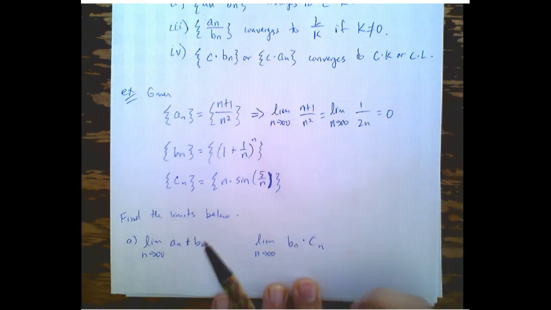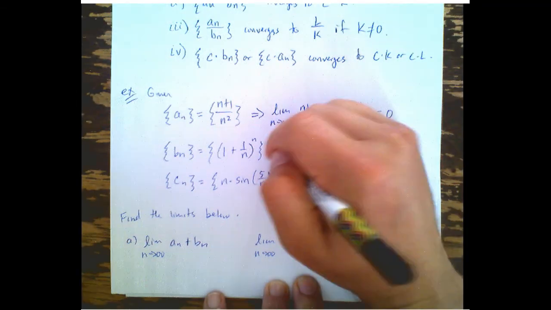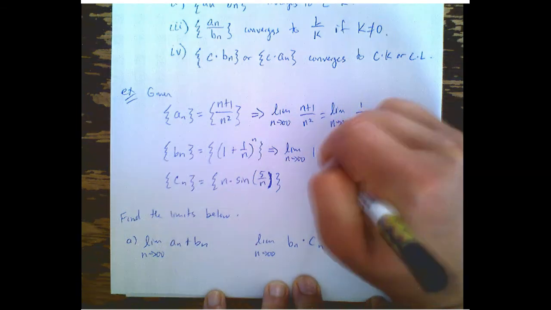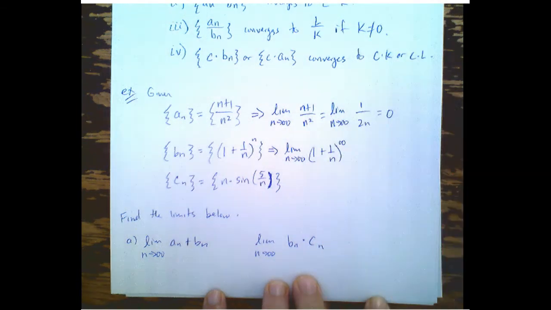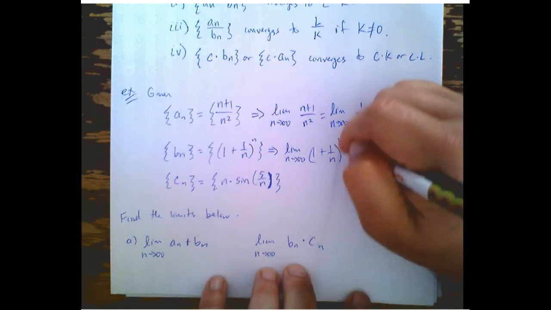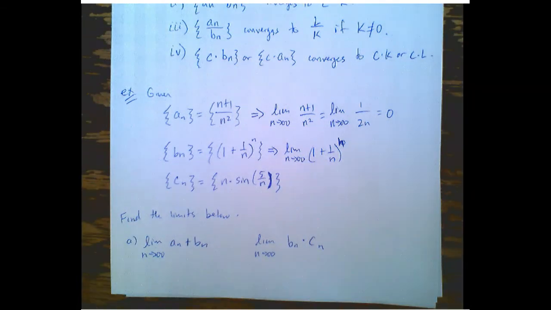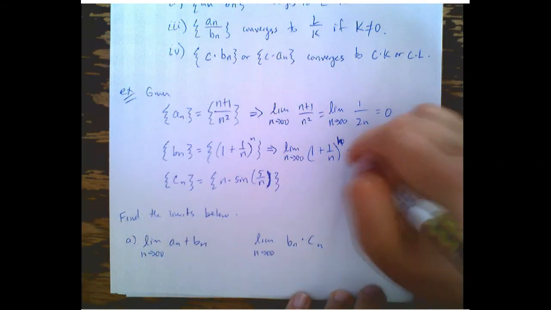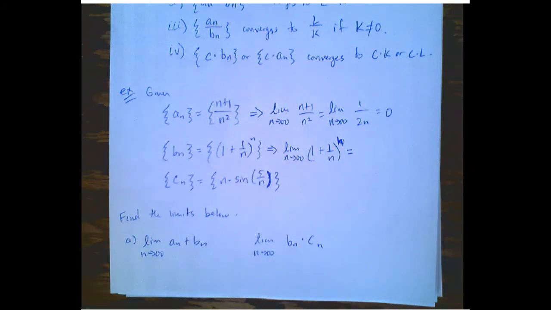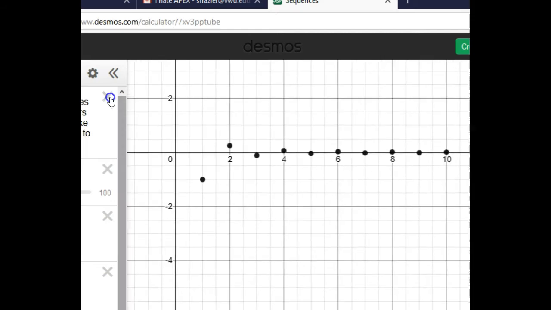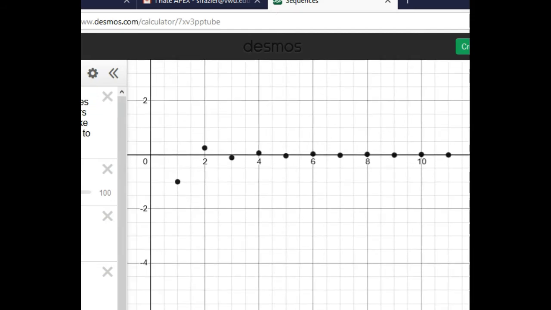How about this one? Well, it's the limit as n goes to infinity of 1 plus 1 over n to the nth power. So this one's a little tricky. So let's look at Desmos and see what we get there. We'll plug in our values here.